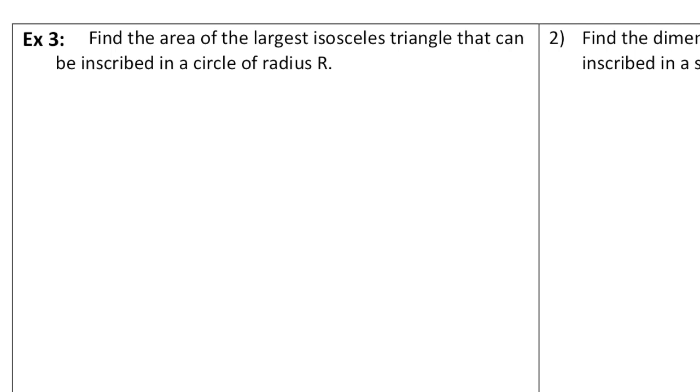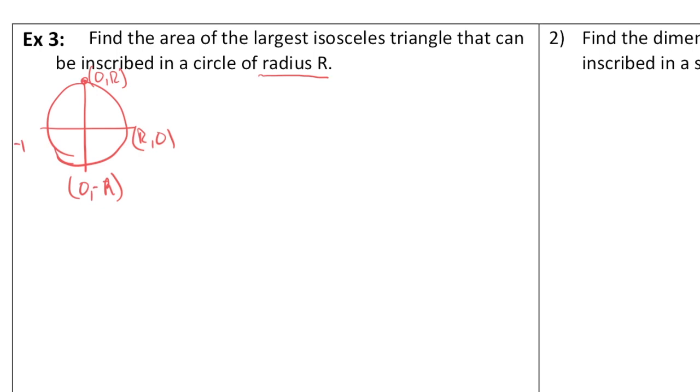Our third example is going to be a little bit more intense because we are finding the largest isosceles triangle that can be inscribed in a circle of radius r. So first thing we want to do is draw a circle. And of course, the radius of the circle is r. So we have some points given: the intercepts are (0, r), (0, negative r), (r, 0), and (negative r, 0).